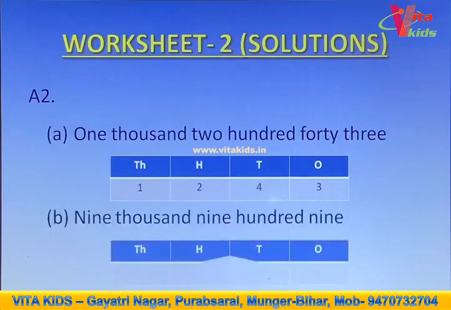Next one, 9909. We'll start with the ones column. 9 we will put there because last digit is 9. Then we have 900. We don't have an entry for tens. So we will write 0 in the tens column. 900 means 9 hundreds. So under hundreds column we will write 9. 9000 under thousands column we will write 9.